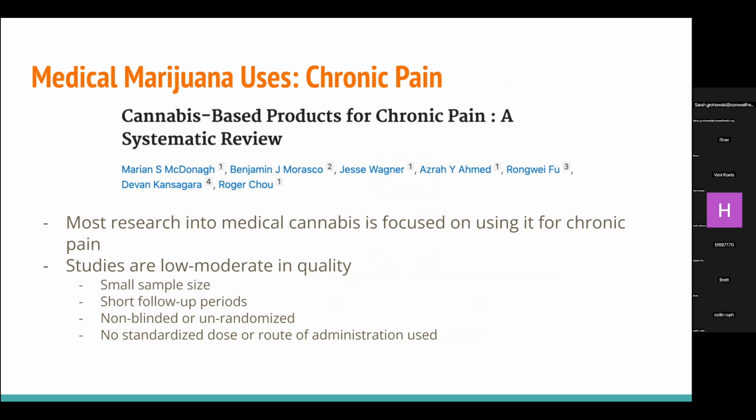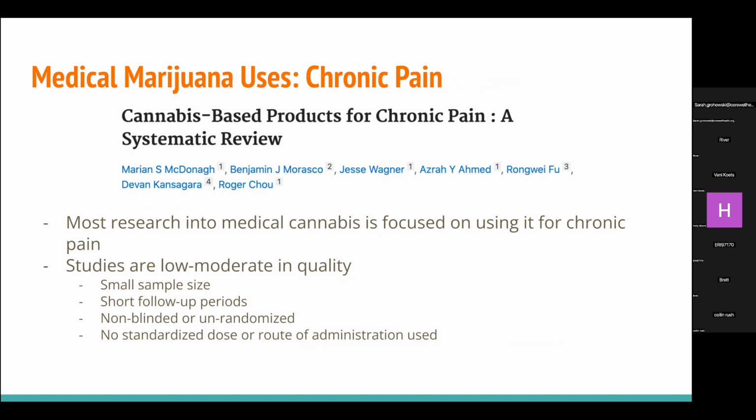All right, so now when do we think about using marijuana products in patients? Most research into medical cannabis is focused on using it for chronic pain, but pretty much every study is really low to moderate quality evidence at best for using these products. And this is due to a lot of different reasons, including small sample sizes, really short follow-up periods, so there's not great long-term evidence for marijuana products and their use.